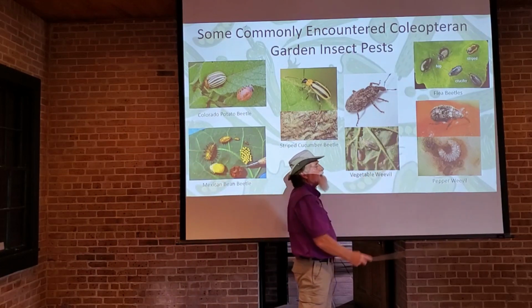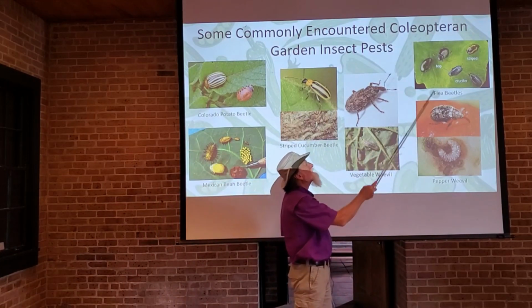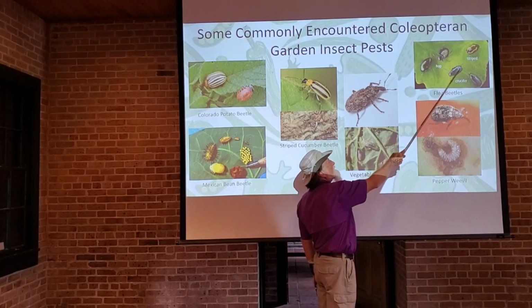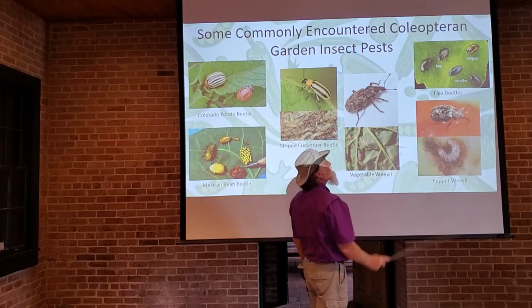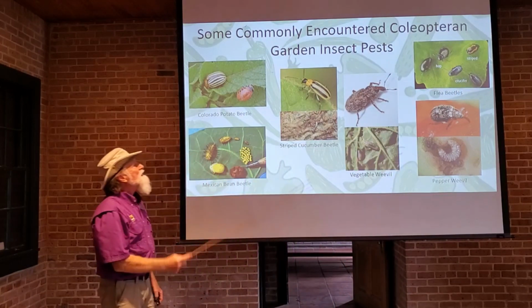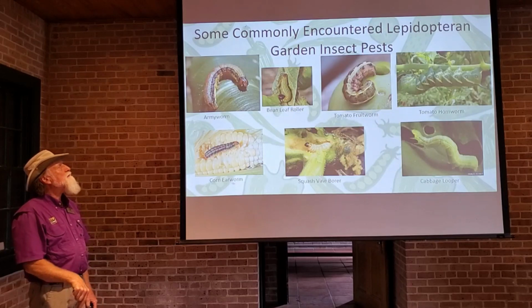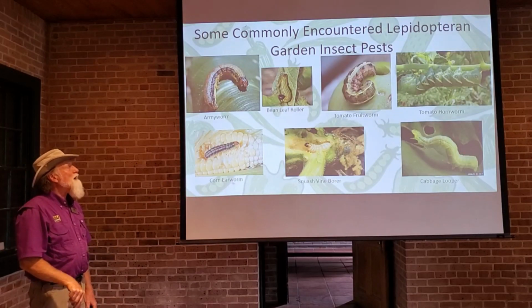There's different species of flea beetle, but they all have this very similar appearance. They're not very large, less than a quarter inch in size. They're usually very shiny and roundish, except for this one, which is a little bit longer. But these are the common coleopteran garden pests you would run into. Lepidoptera garden insect pests.